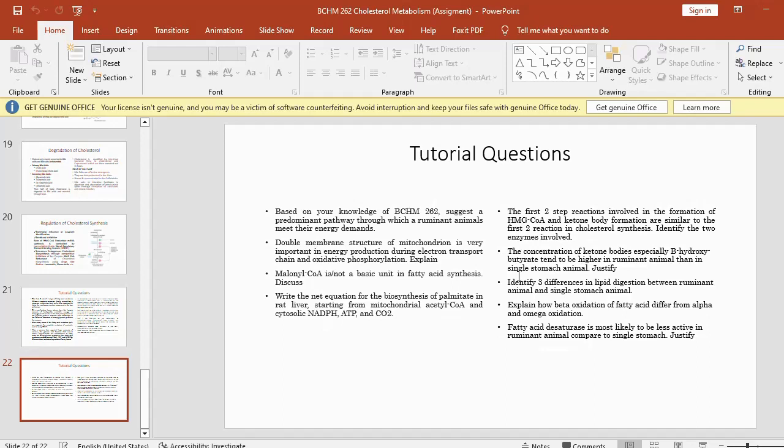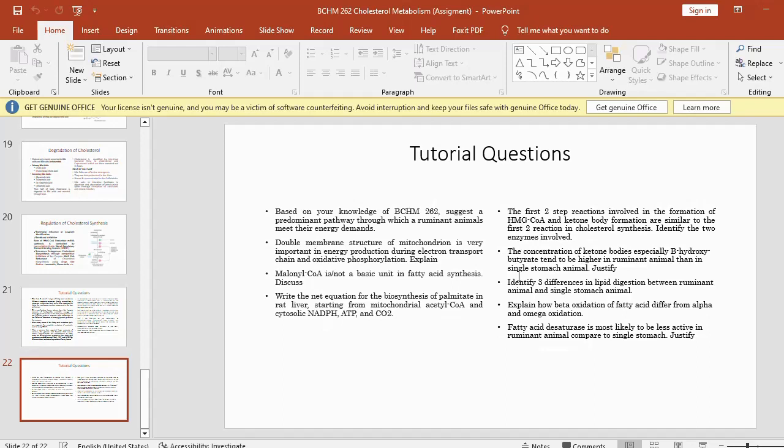Write the net equation for the biosynthesis of palmitate in the rat liver, starting from mitochondrial acetyl-CoA, cytosolic ADP, ATP, and those. It's a direct question, so it needs no explanation. Now the next question says the first two reactions involved in the formation of HMG-CoA and ketone body formation are similar to the first two reactions in cholesterol synthesis. Identify the two enzymes. Simple, which is direct. I also talked about it while discussing these two, so I discussed these two before.